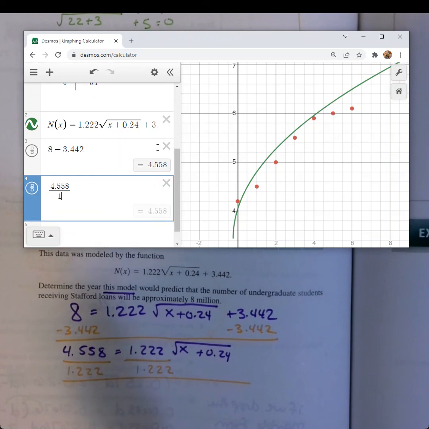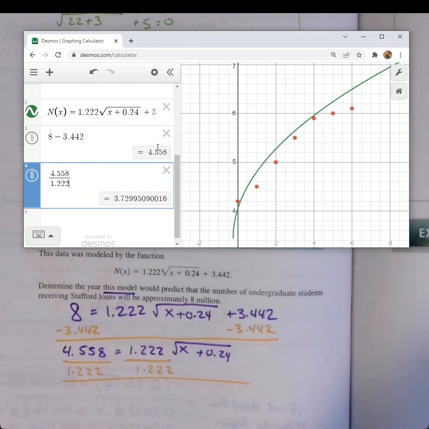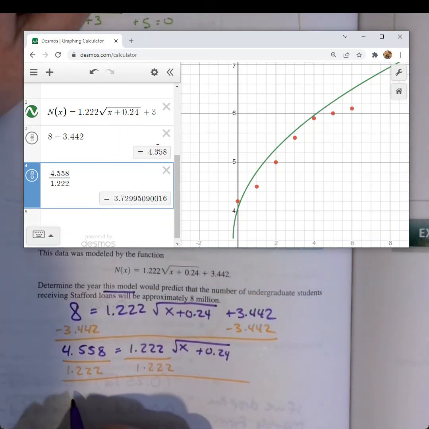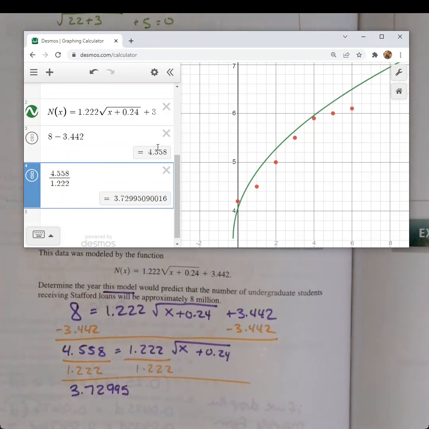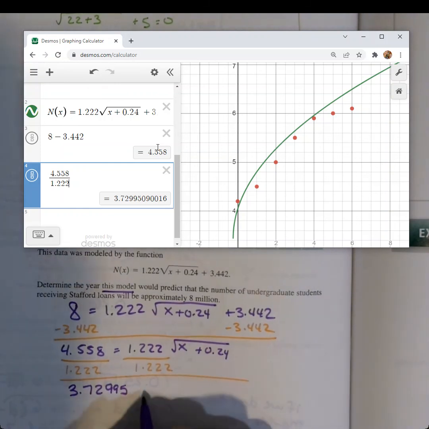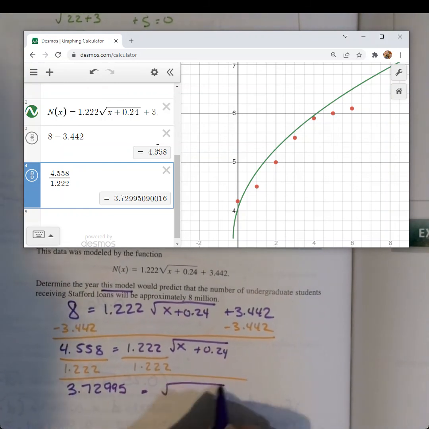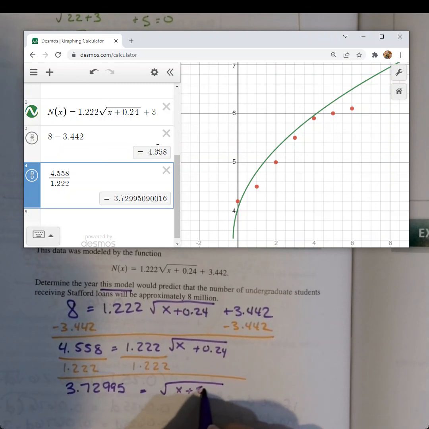4.558 divided by 1.222 would give us 3.72. I'm going to keep a few places on it because those nines, 3.72995. Otherwise, I'd have to round it to 3.7, and that only has two places, so let's just keep a couple extra. And then that equals the square root of x plus 0.24.